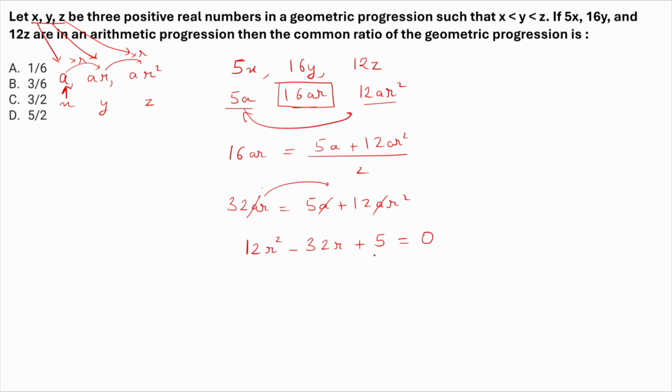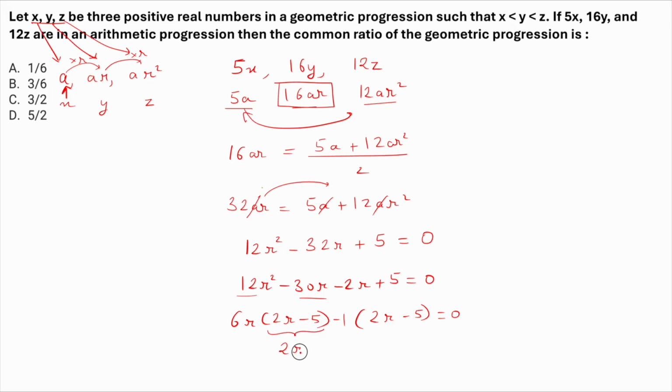Now this is a quadratic equation which can be factorized as 12r square minus 30r minus 2r plus 5 is equal to 0. Between these two I can take a 6r common. I will get 2r minus 5 remaining. Between these two I can just take minus 1 common. 2r minus 5 remaining will be equal to 0. So 2r minus 5 from this bracket, 2r minus 5 common, and what remains is 6r minus 1, it is equal to 0. So either this part is 0 or this part is 0.